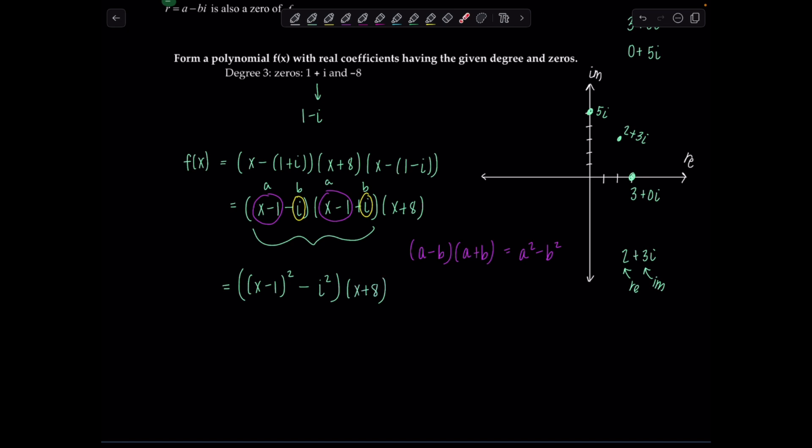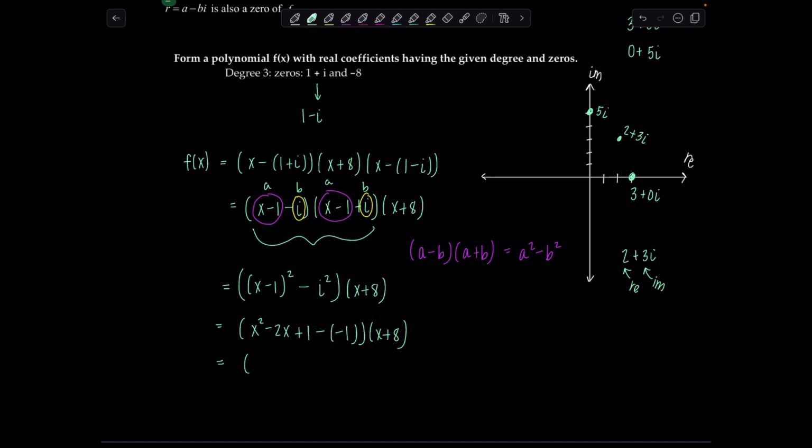I'll say that again. A minus b times a plus b is a squared minus b squared. I want you to think of all of x minus 1 as your a, and then i is b. So then I'm left with x minus 1 quantity, make sure you keep those parentheses, squared, minus i squared. And from here, it's a lot easier to multiply everything out. So we've got x squared minus 2x, that middle term, plus 1. And then i squared is negative 1, so minus negative 1, times x plus 8.